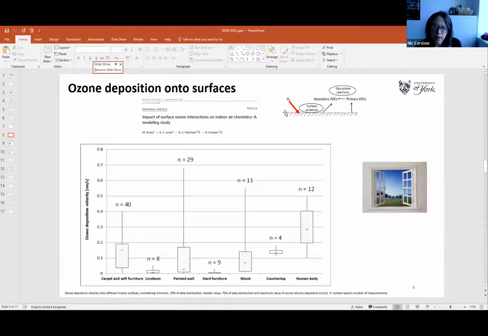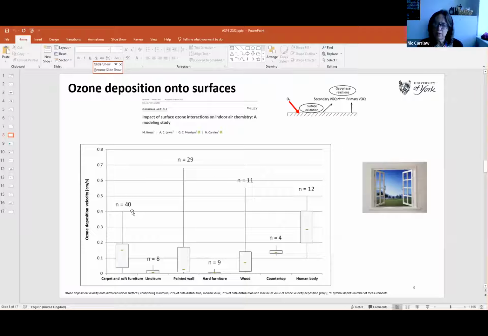Now let's go back to this part of the diagram over here. We're going to think about what happens when something like ozone interacts with a surface. And that actually gets quite complicated because it varies a lot depending on the surface. So here we've got some different surfaces. We've got carpet, we've got lino, painted walls, hard furniture, wood, countertops, and the human body. It's a bit of a strange expression, the human body. I'm not sure what other bodies would be in a home.